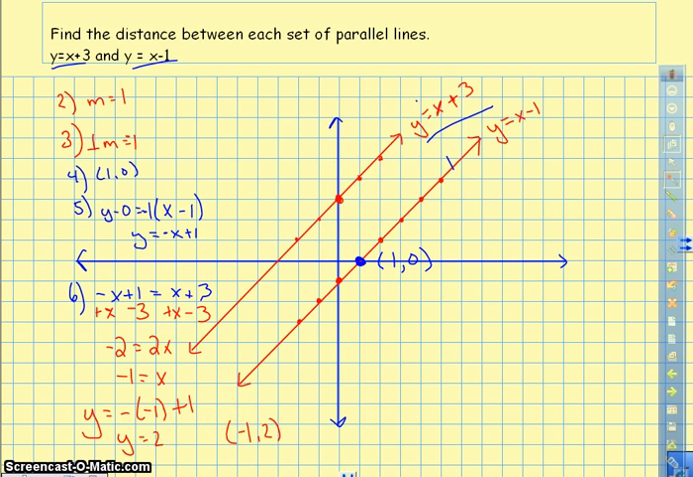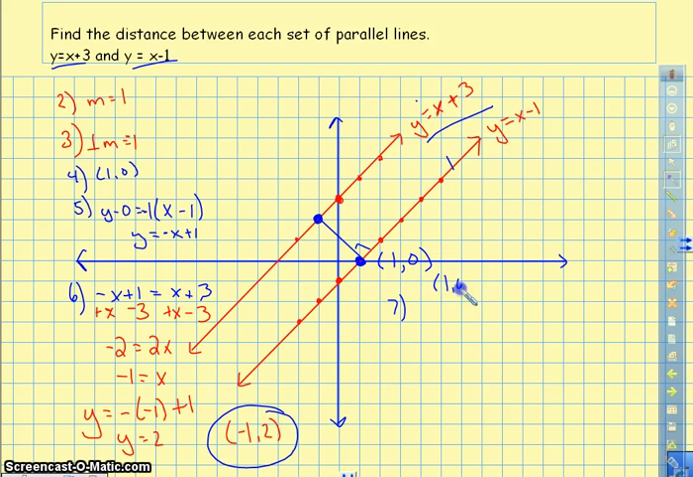Okay? And like we said before, I'm going to plot this point, and if it's not on the opposite line, then you know that you have the wrong thing. So I'm going to go over negative 1 and up 2. Here's my new point. Go ahead and draw that line and make sure it looks perpendicular. It should visually look perpendicular. And it does. So I know this is a good point. So your last step is to find the distance between these 2 points.